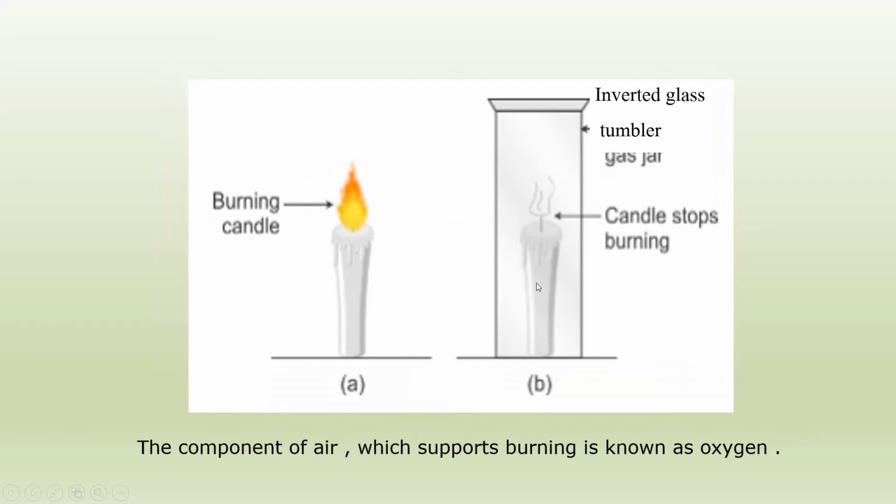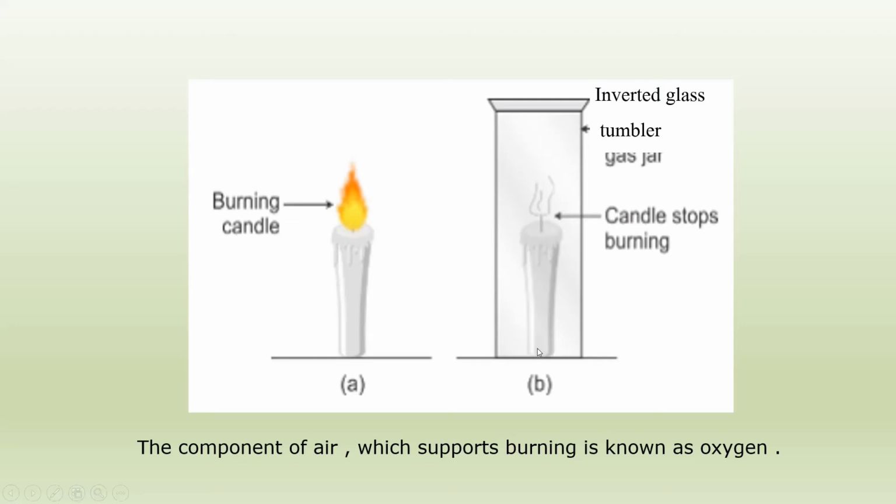Now next, cover one of the candles with an inverted glass tumbler. Here, after some time, we observe that the candle which is covered with the inverted glass tumbler will flicker off or blow off. On the other hand, the first candle continues to burn. This happens because this candle is getting a continuous supply of air.